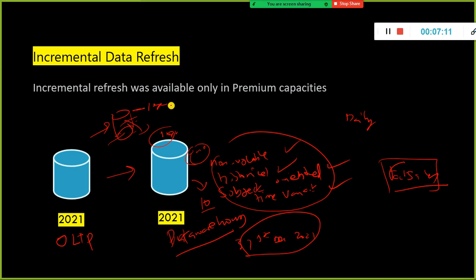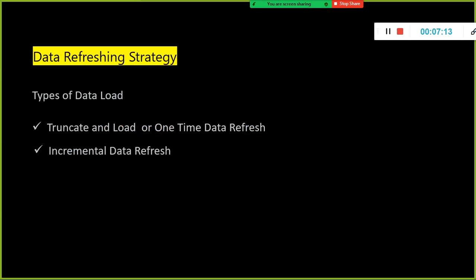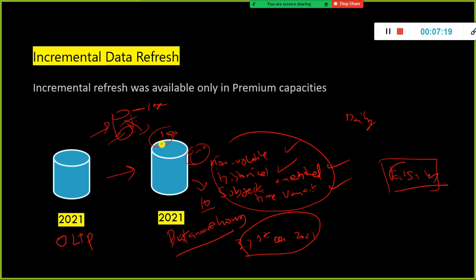What you are doing is a one time load. You are doing a one time data refresh. All the 10-year data, on 31st December 2021, you are loading it into fact sales. This is called one time load. On 31st December 2021, I loaded the data.